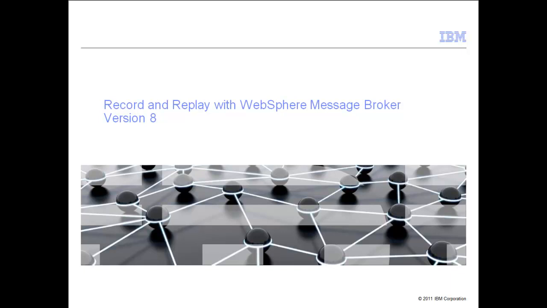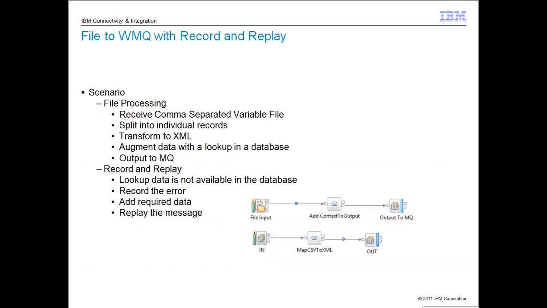This video will highlight the record and replay feature new to version 8 of Message Broker. We will do this using a file handling scenario. This scenario receives a comma separated variable file. This file will be split into individual records, transformed to XML, augmented with the lookup data in a database, and output to MQ.